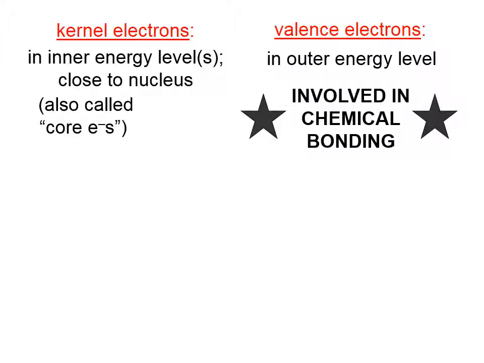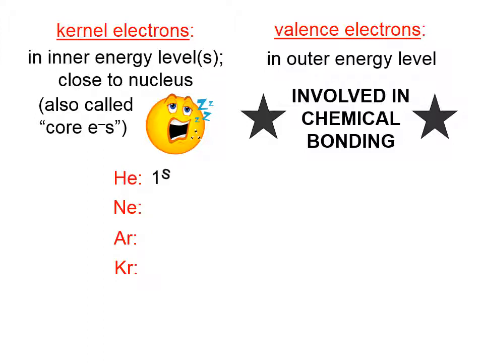Anyway, the valence electrons are very important because those are the ones that are involved in chemical bonding. The kernel electrons, whatever. We're not nearly as concerned with the kernel electrons as we are with the valence electrons. So, if we write some electron configurations, we can see that helium has 2 valence electrons. It only has a first energy level, so that must be the outer energy level, and there are 2 electrons there.